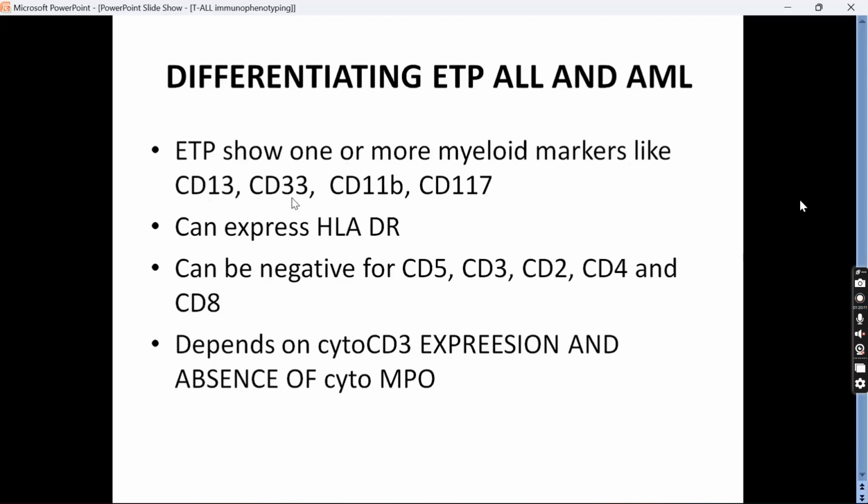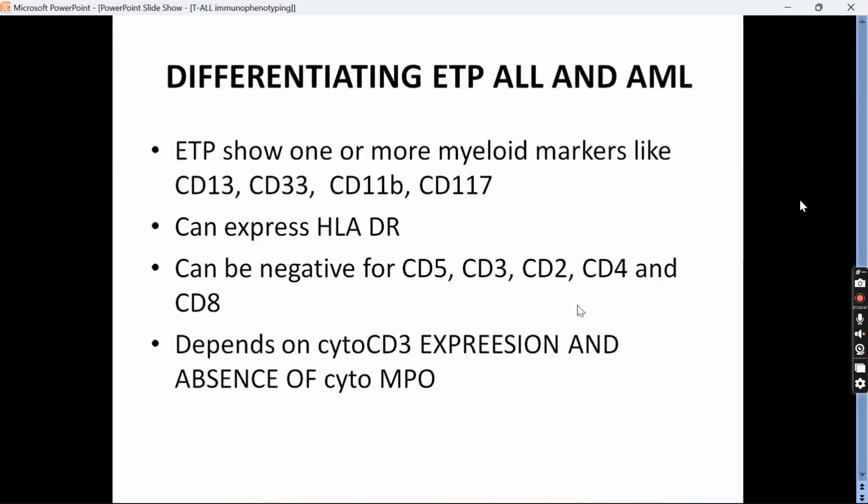ETP-ALL will show one or more myeloid markers like 13, 33, 11B and 117. It can express HLA-DR. It can be negative for CD5. It can be negative for CD3. It can be negative for CD2, 4 and 8. Now see, that is why I told you, you will almost be going towards myeloid because you have seen myeloid markers positive, HLA-DR is positive and T cell markers predominantly negative. If cyto CD3 is not in your panel, you will happily sign this case as myeloid leukemia.